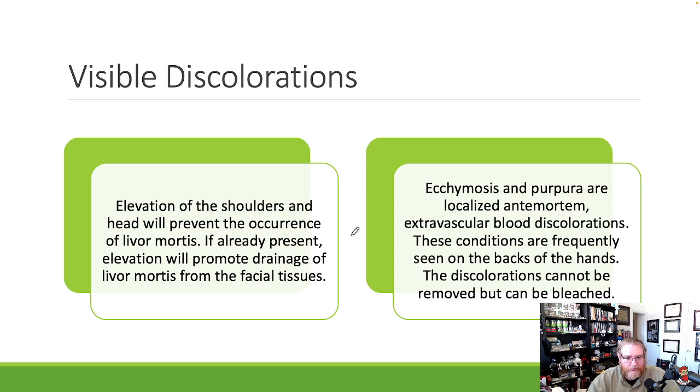Ecchymoses and purpura are localized antemortem extravascular blood discolorations. These conditions are frequently seen on the backs of hands. These discolorations cannot be removed, but can be bleached. When you apply bleaching agents, they also dehydrate, so keep that in mind. You're trading one discoloration for another.